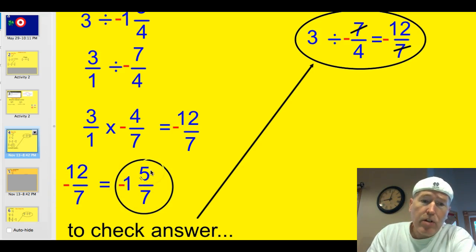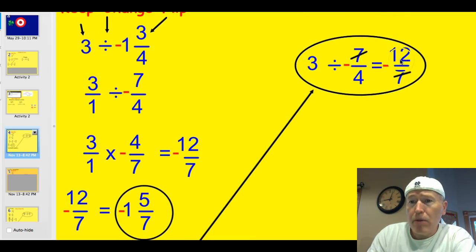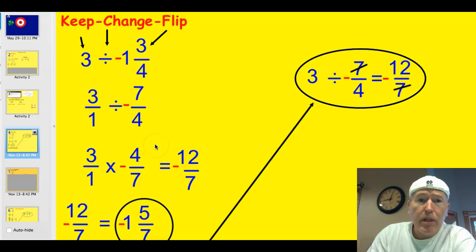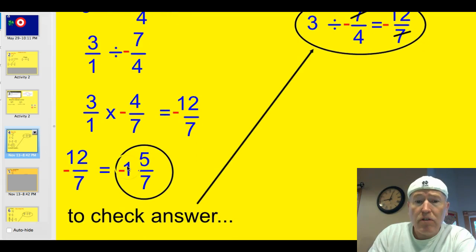To check your answer, I use the improper fraction. I just put it up here, negative 12/7. So 3 divided by negative 7/4 is negative 12/7. Looking at that backwards, I can do some cross reduction here, and I would really have 12 times 1 and 1 times 4, which is 12/4. It does equal 3. A negative times a negative here would give me that positive. So my answer did check out. Double checking up here, positive times a negative, I should have a negative answer.